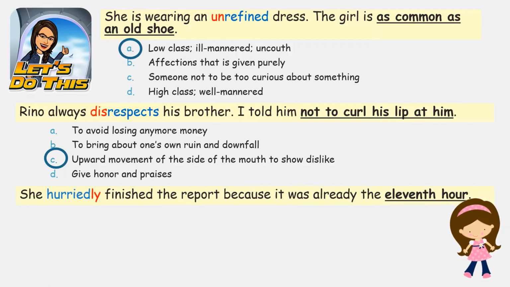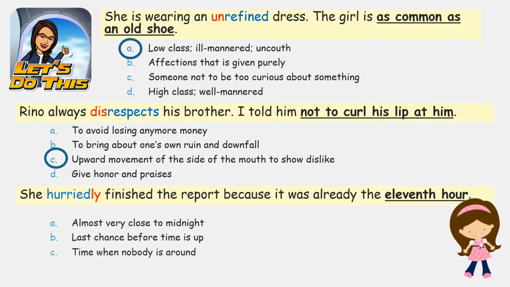How about this one? She hurriedly finished the report because it was already the 11th hour. 11th hour could mean letter A, almost very close to midnight. Letter B, last chance before time is up. Letter C, time when nobody is around. Letter D, time after the deadline.